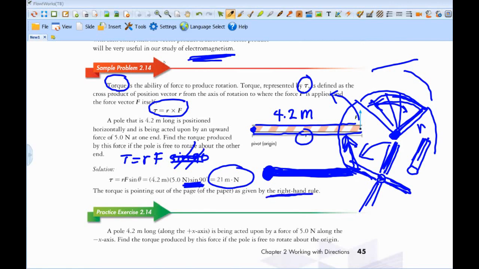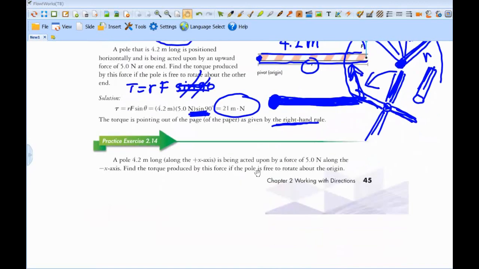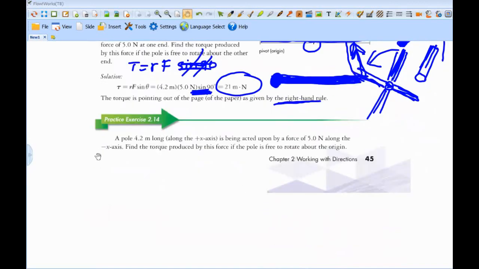Okay, since it has a distance, that's why it has a meter Newton. That is a torque. So let us try to answer this. A pole 4.2 meters long along the x-axis is being acted upon by a force of 5 newtons along the x-axis. Find the torque produced by the force on the pole. It's free to rotate about the origin.